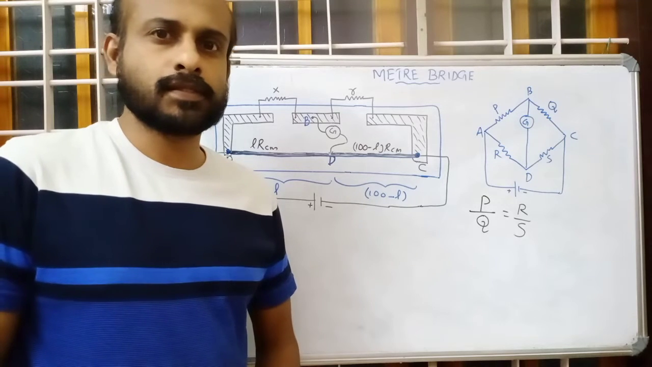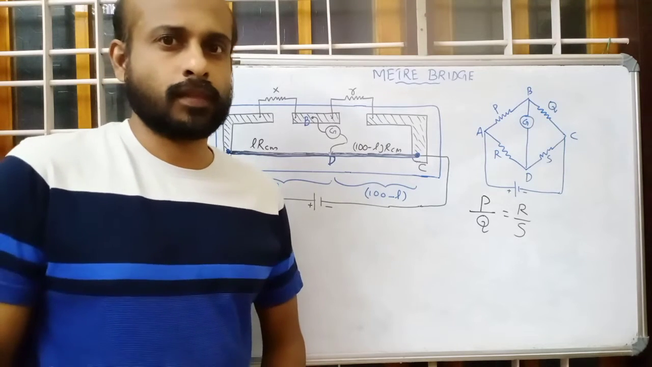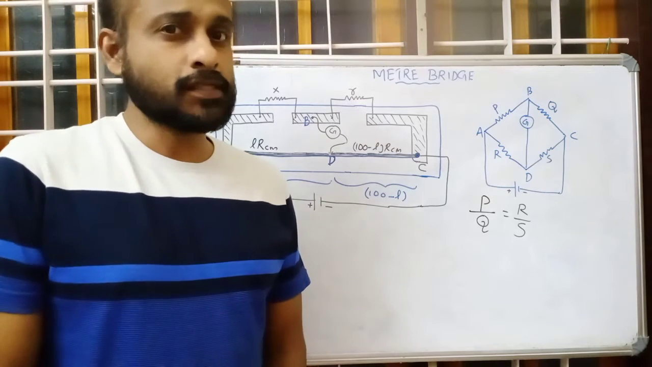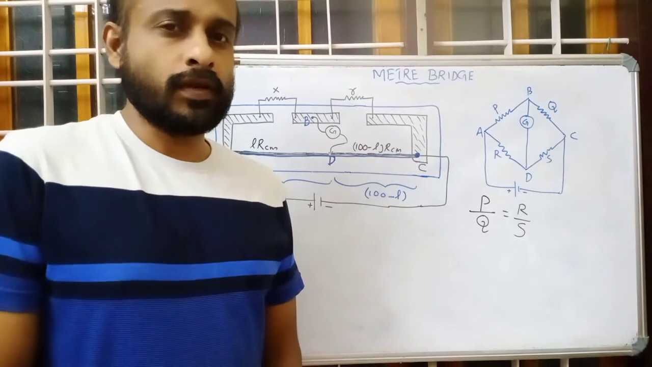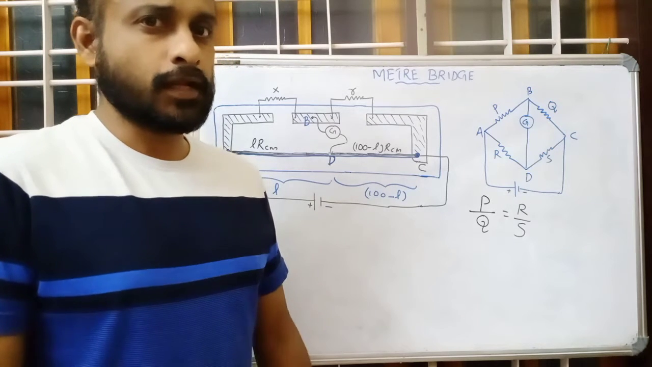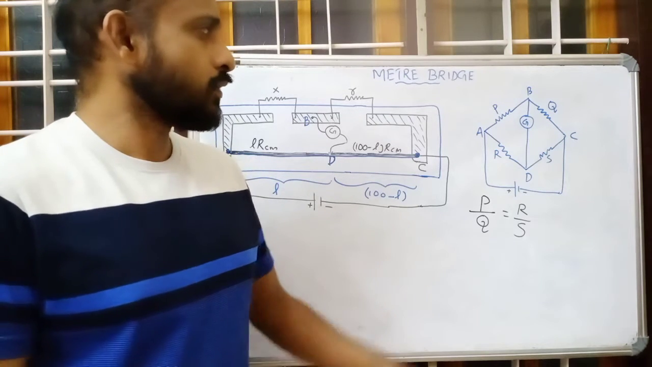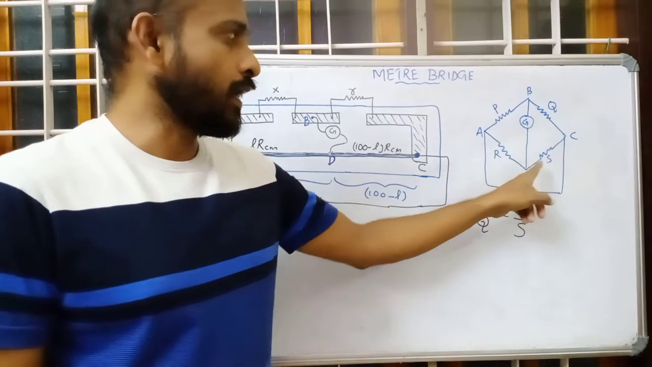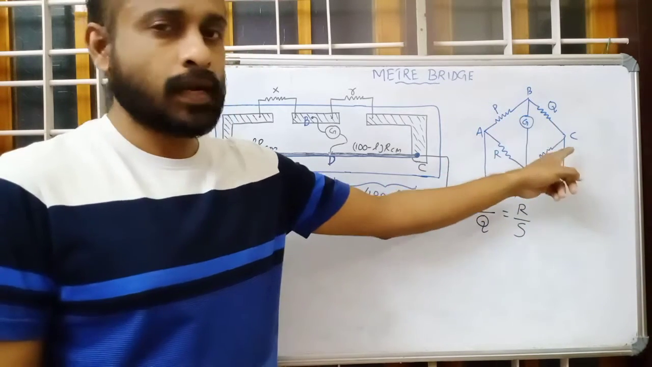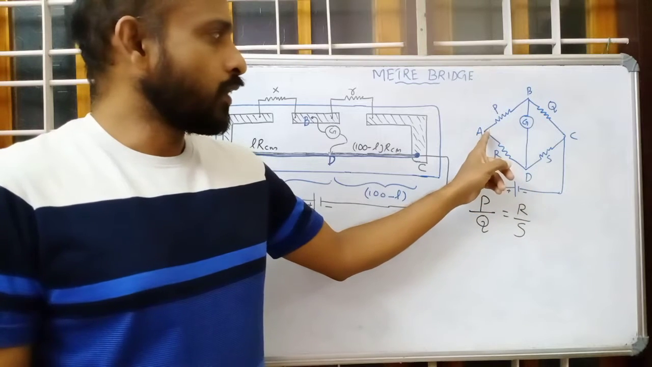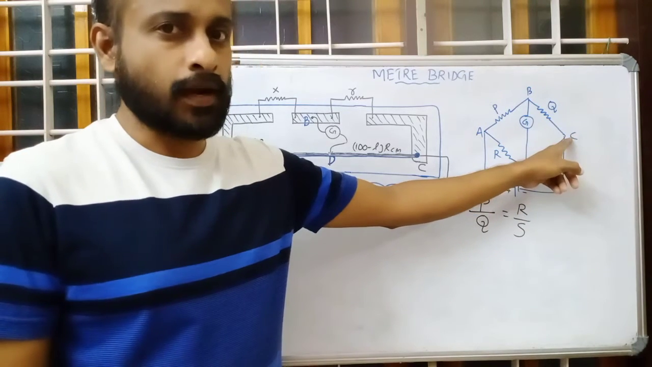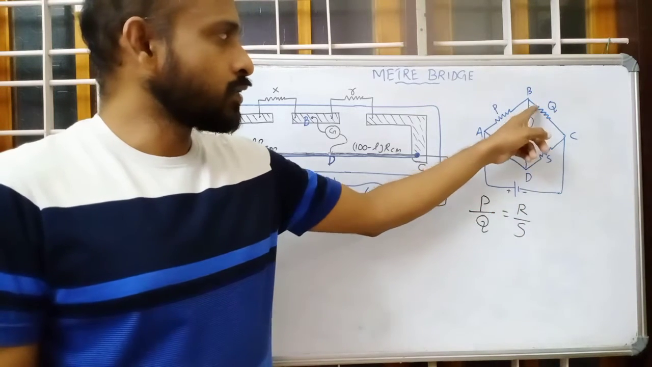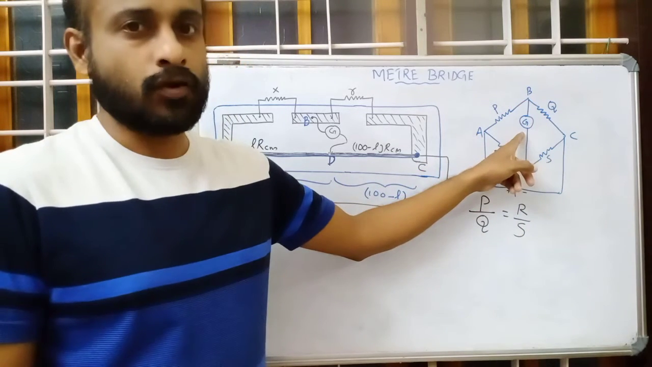Today our topic is meter bridge. In the last class you have seen Wheatstone's bridge. Wheatstone's bridge is an arrangement of four resistors. You can see in the diagram P, Q, R and S arranged in a quadrilateral shape. Across two diagonal points, we have connected a cell, and across the other two diagonal points we have connected a galvanometer.